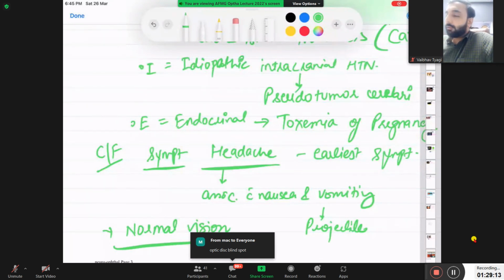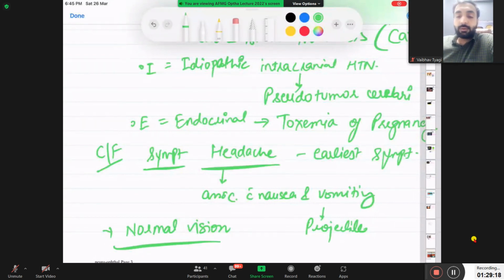So optic disc we have already discussed that it is a blind spot. There are no photoreceptors, so it is a blind spot. When optic disc is involved, it is already a blind spot. No vision image is formed. That is why the patient has normal vision. Understood? Give me a thumbs up if it is clear.